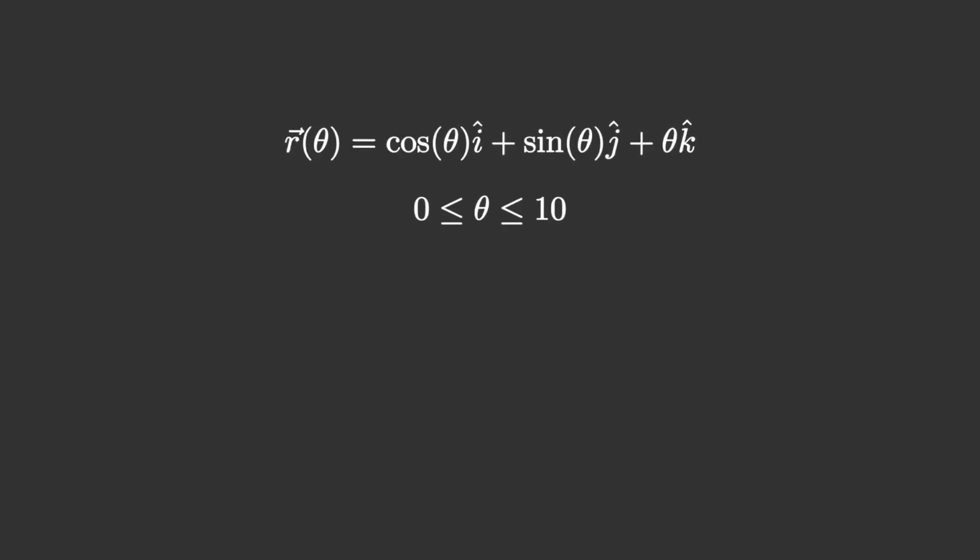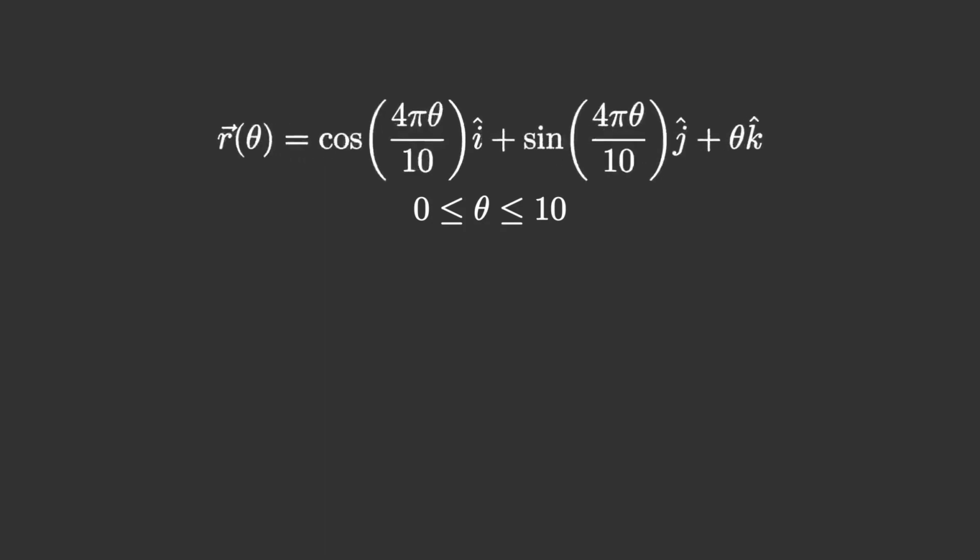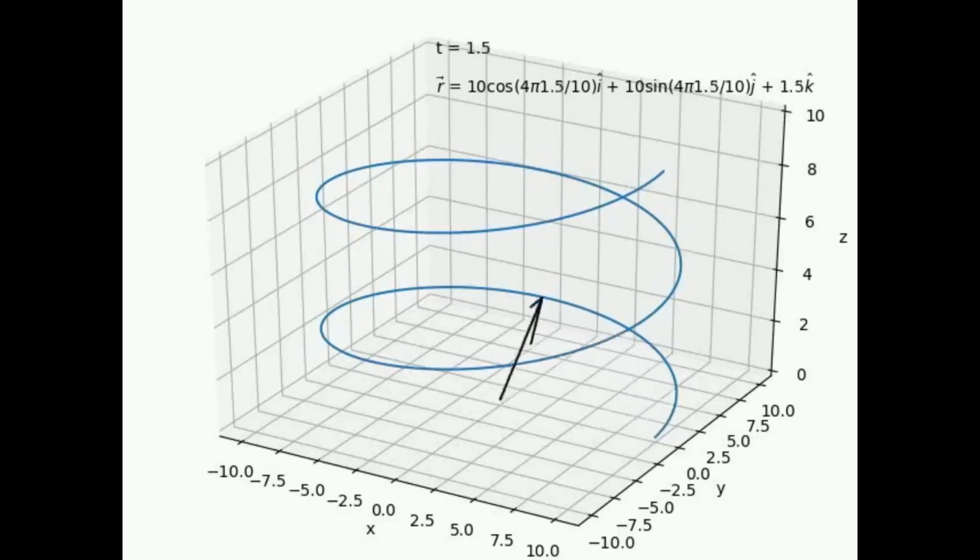Now to make sure that it still only completes 2 circles in the xy plane, we'll change our cosine and sine function for the x and y component so that as theta updates, it only makes 2 rotations. Pause here and convince yourself that this is true. In case numbers on the screen wasn't convincing enough, here's that vector actually tracing out the graph.